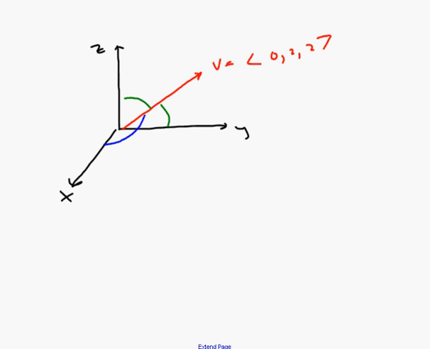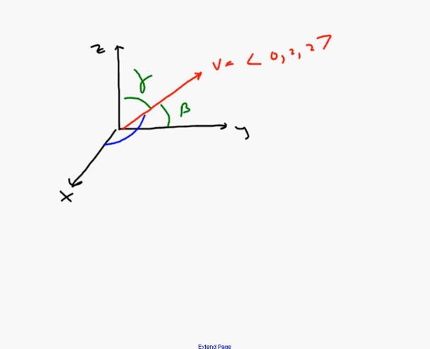This angle here, the angle between the vector v and the z-axis, I'm going to call that gamma. And then we'll call this one over here, between the vector v and the y-axis, beta. Okay. So the question is, what's the angle between the y-axis and the vector v?